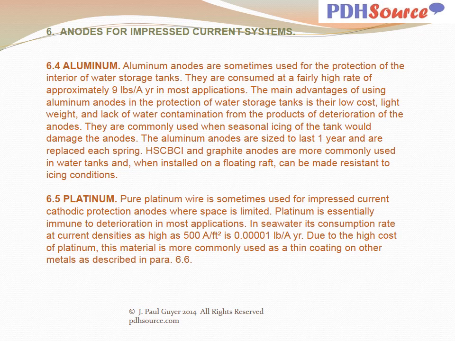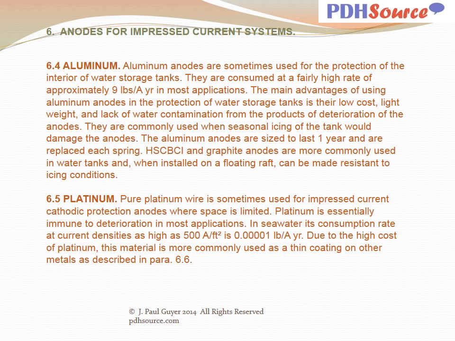High silicon chromium bearing cast iron and graphite anodes are more commonly used in water tanks and, when installed on a floating raft, can be made resistant to icing conditions. Pure platinum wire is sometimes used for impressed current cathodic protection anodes where space is limited. Platinum is essentially immune to deterioration in most applications.